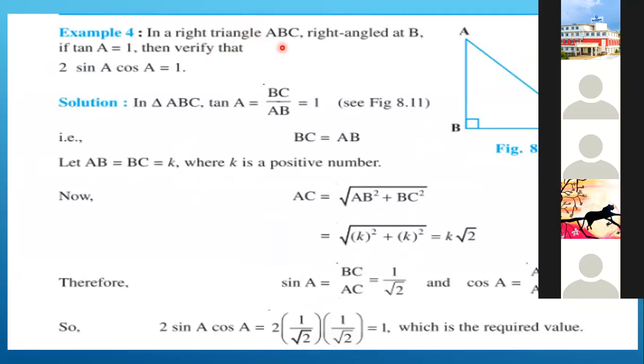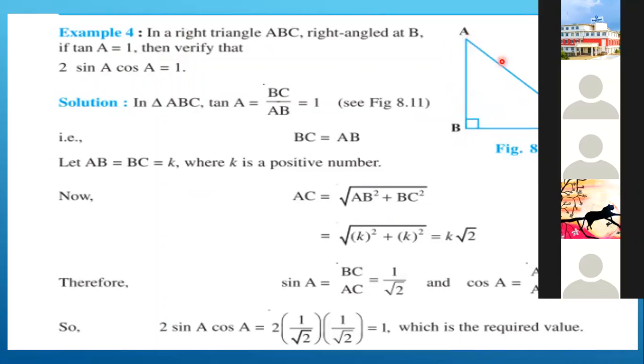See only the question, okay? In a right triangle ABC, right angle at B, tan A is equal to 1. You can take 1 by 1. 1 by 1 is the same as 1 only, right? Am I clear, children? Yes, ma'am. So tan A equals 1 means both opposite and adjacent sides are 1 and 1. BC value is 1, AB is also 1.